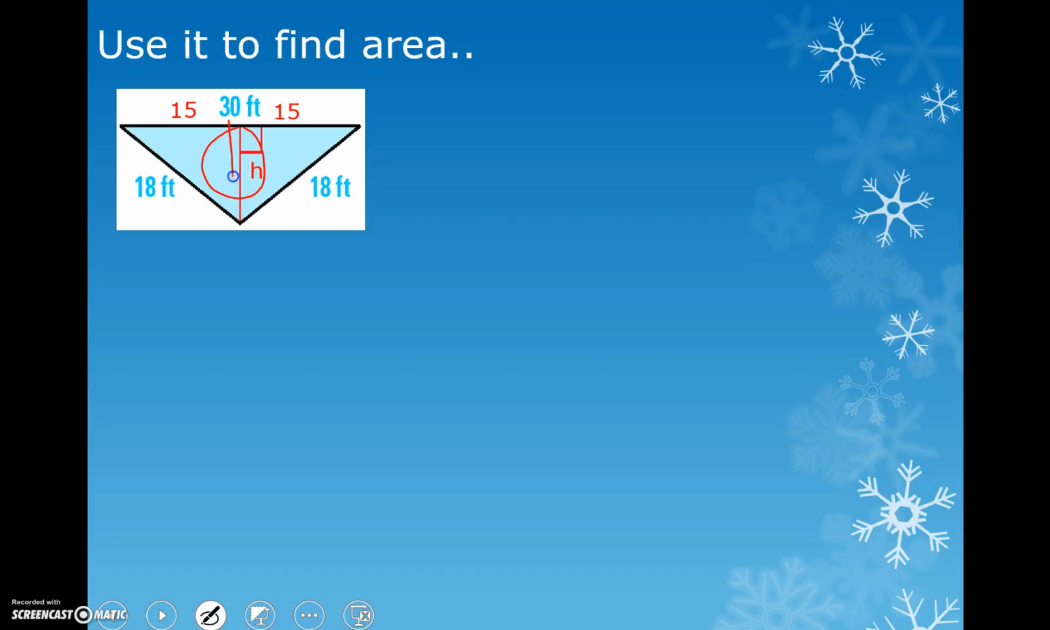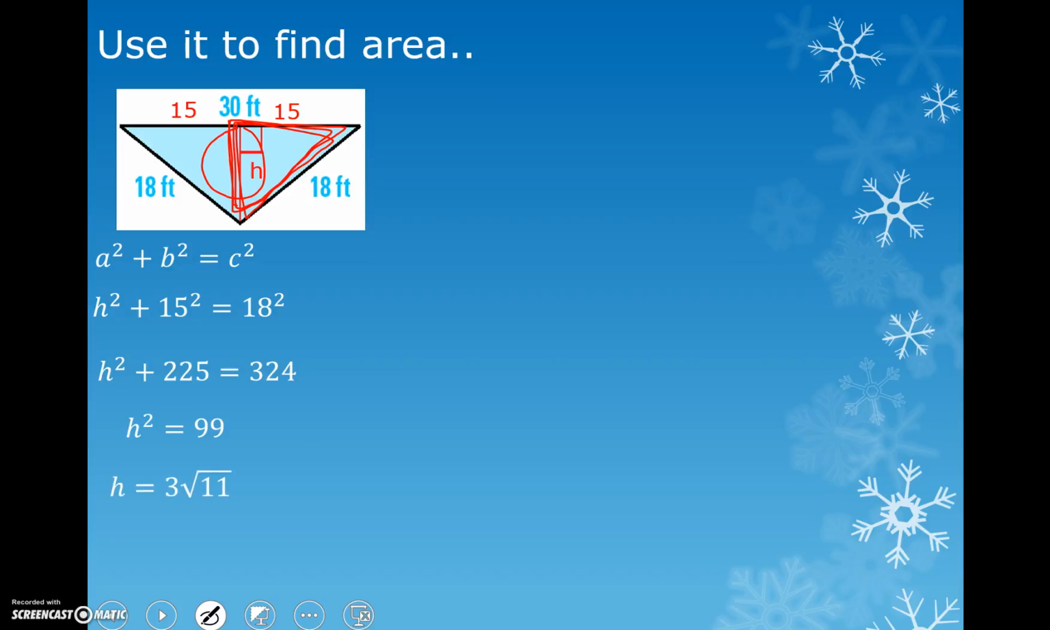And so I'm going to look at one triangle here, and I see that I have 15, 18, and h, where h is a leg. And so I'm going to use the Pythagorean theorem to solve for it. So h squared plus 15 squared equals 18 squared. Square them, subtract them, square root them. Now, once again, 99 is not a perfect square, so you have to simplify it. This is 9 times 11, so it simplifies to 3 square root of 11.